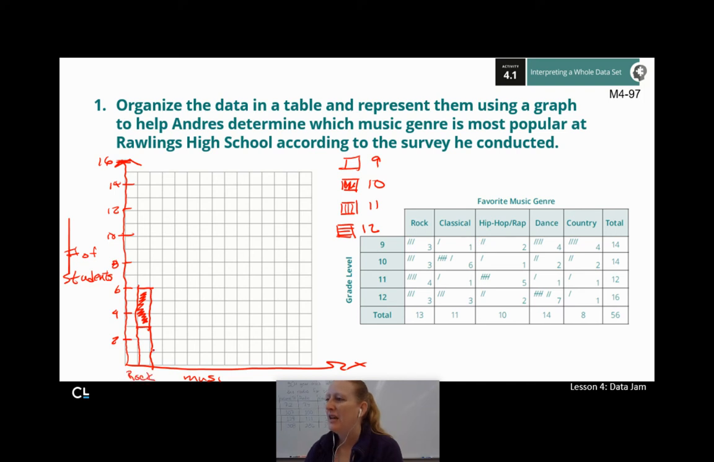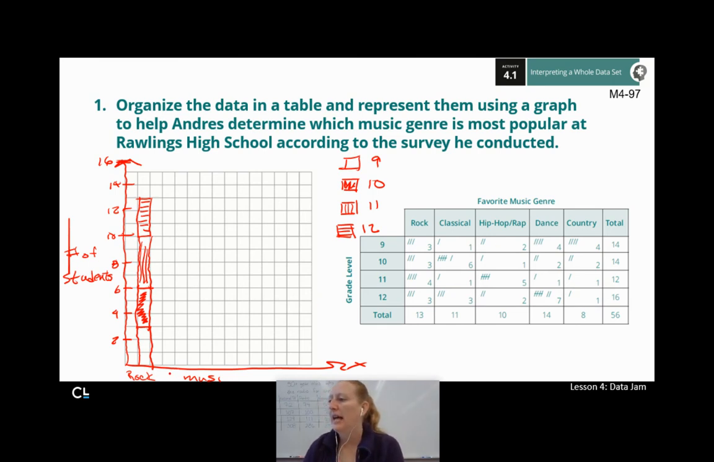So 3 10th graders like rock. 4 11th graders: 2, 3, 4. So that's going to be my horizontal stripies. And then 3 12th graders. So 1, 2, 3, and that's my vertical. My horizontal stripies, sorry, those are vertical stripies.